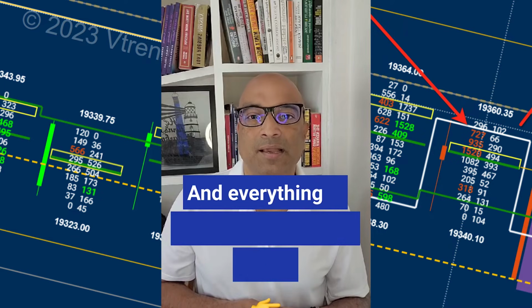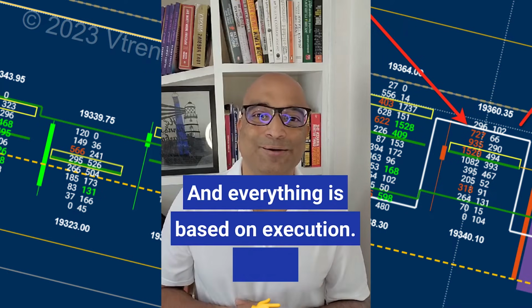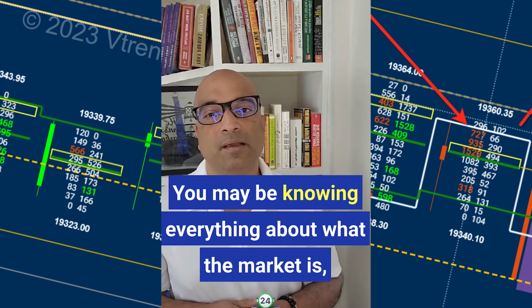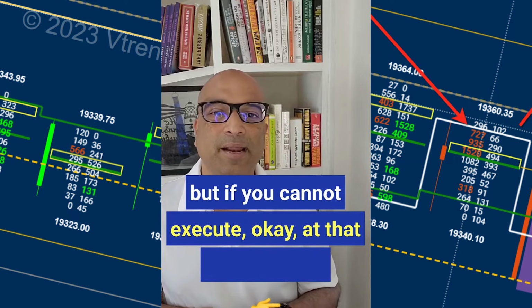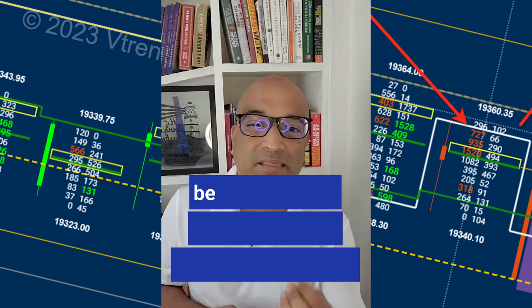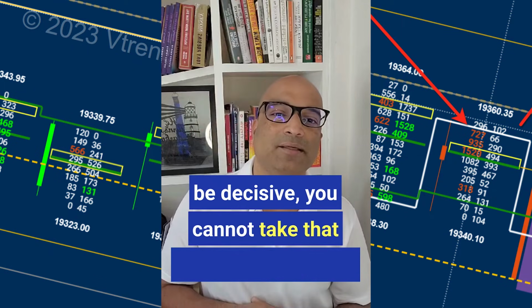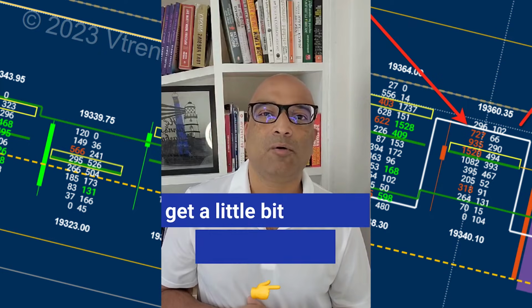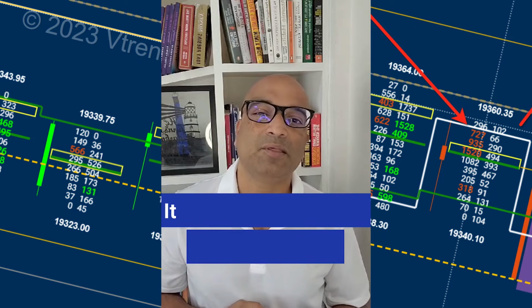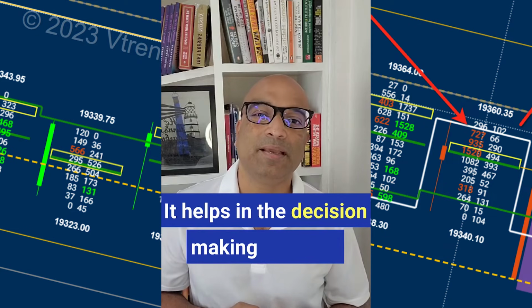And everything is based on execution, right? You may be a pro, you may know everything about what the market is, but if you cannot execute at that right moment when the trade opportunity is present for you, if you cannot be decisive, you cannot take that decision, then it can get a little bit complex for you, right? So this is where order flow comes in. It helps in the decision making process.